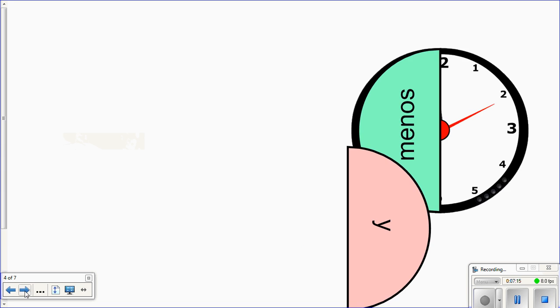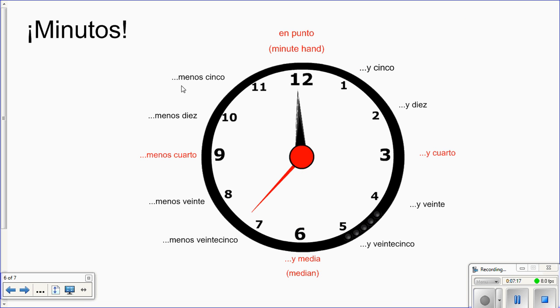So I have this master slide for you guys right here. This is for minutes again, so I'm not going to mess with the hour hand here. We're going to leave it at 12. But for the minutes, it is y 5, y 10, y cuarto, a quarter. Notice that one's in red for that reason. Y 20, y 25, y media in red because it's in the middle, it's the halfway point.